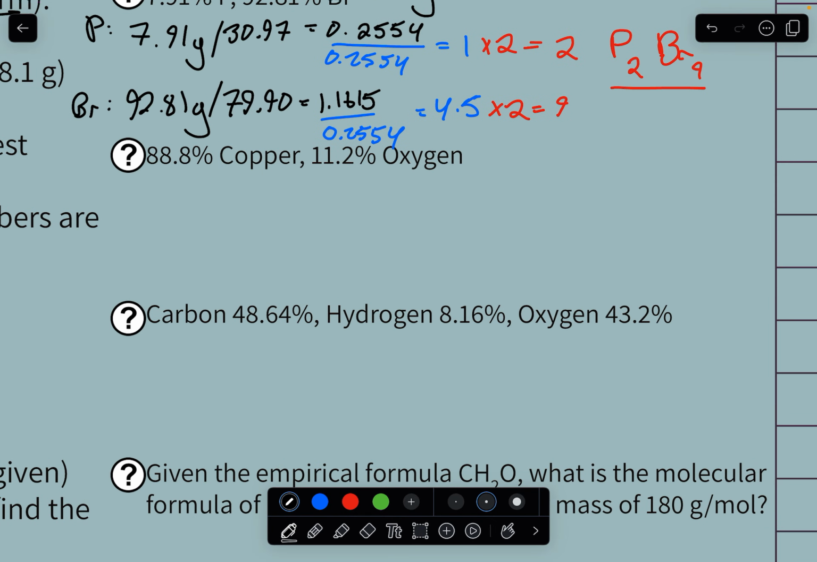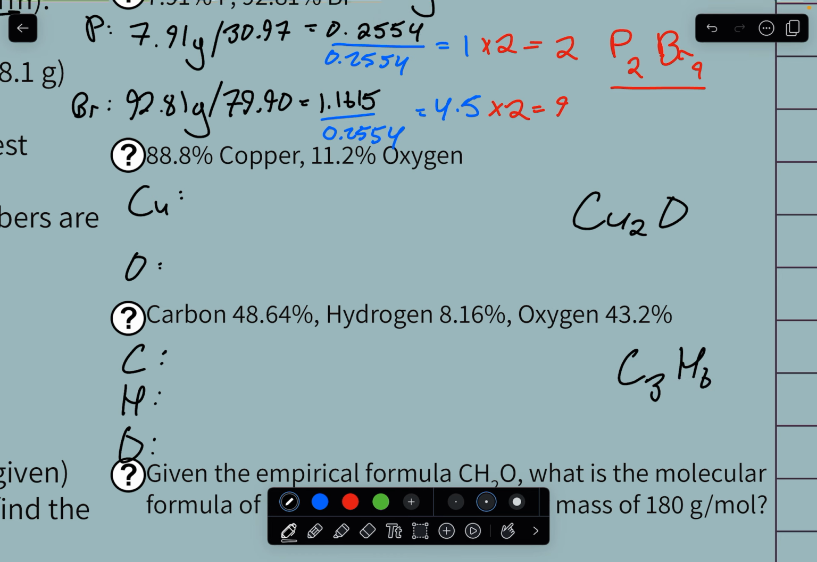I want you to do the same thing with the next two. So for the second one, we have copper and we have oxygen. Okay. And you should get the formula of 2 coppers to 1 oxygen. And for the third one, we have 3 elements, carbon, hydrogen, oxygen. Okay. You're going to do the exact same thing, just with 3 elements. Nothing's going to be different. Okay. And for this one, you should get C3H6O2.